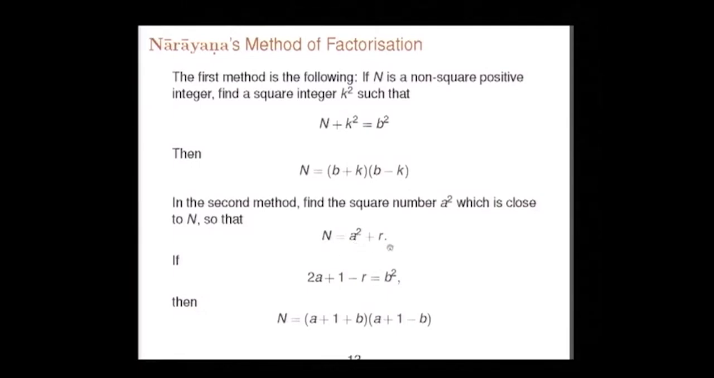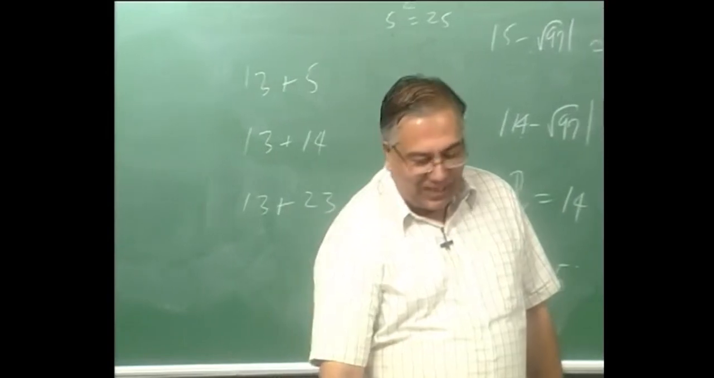So take out the nearest square from it. Suppose it happens that 2a plus 1 minus r is a square. Suppose it happens, then of course n is equal to (a plus 1 plus b) into (a plus 1 minus b). Again, it is a lucky chance. It may happen, it may not happen.